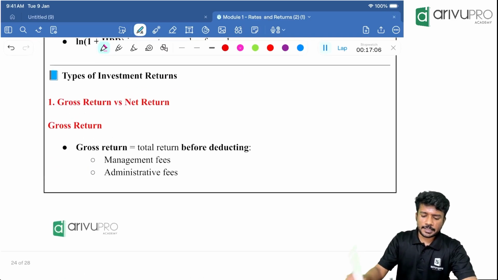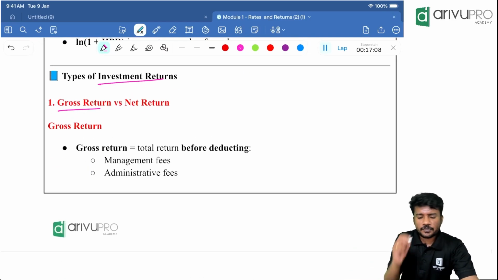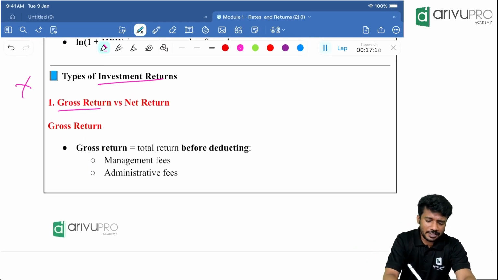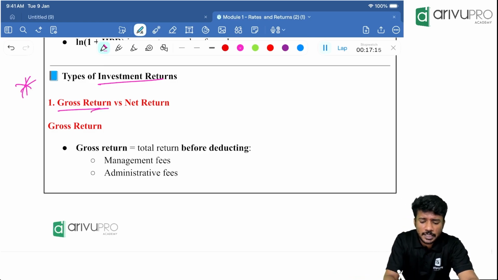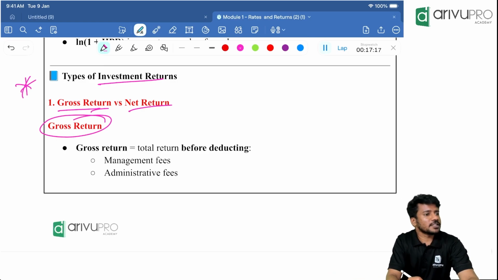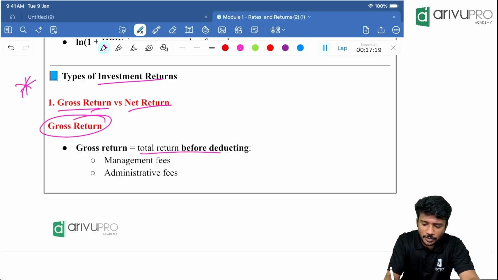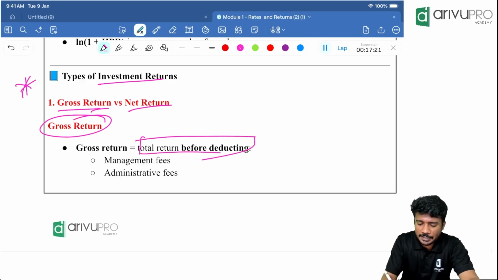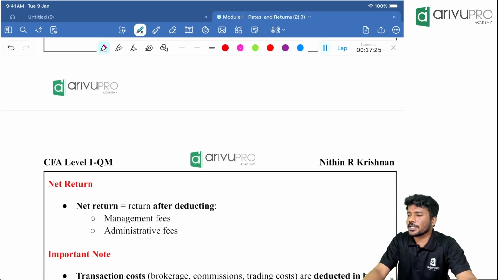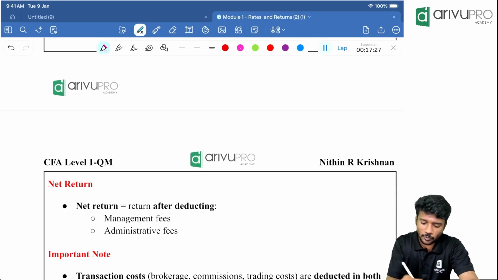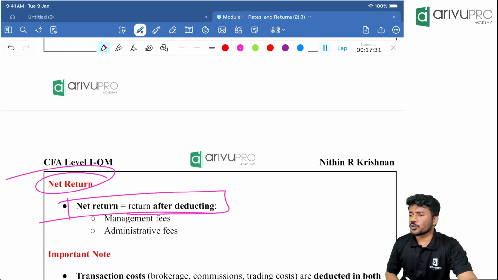Next one is called types of investment return. It is actually more theoretical than problems. Okay, so we have gross return and net return. What do you think? What is a gross return? Gross return is nothing but total return before deducting management fees, administrative fees, or whatever fees there are. That is called gross return, while net return is the return after deducting.